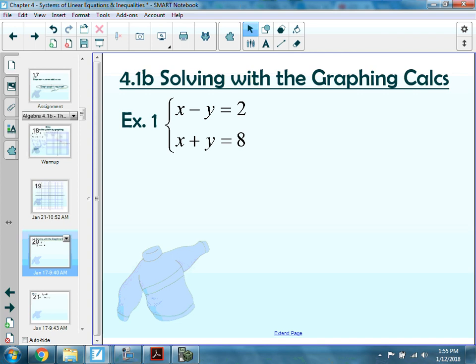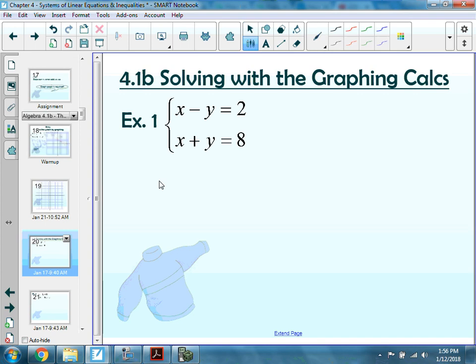So if you could get out your graphing calculators, we're going to graph this system, which is x minus y equals 2 and x plus y equals 8. As you know, there is a button on your calculator in order to graph lines. And what does that button say? Y equals, to enter an equation.